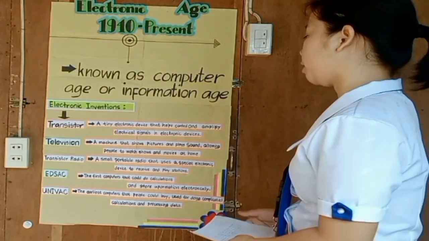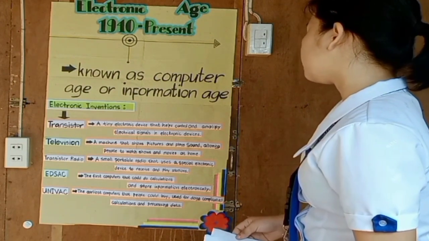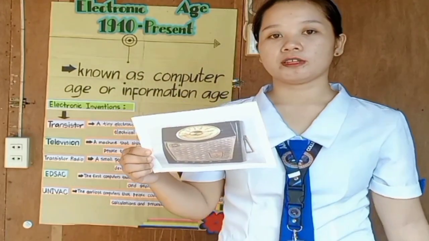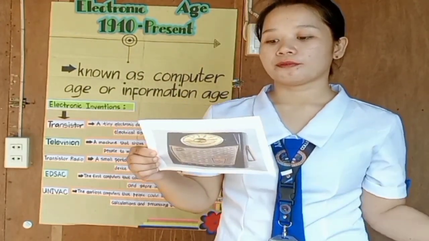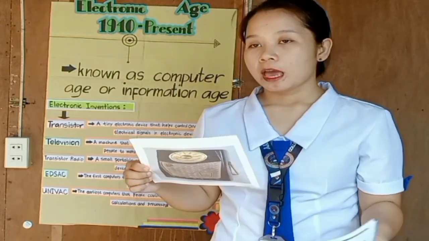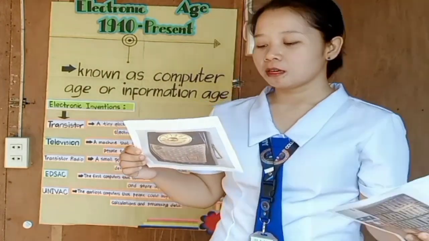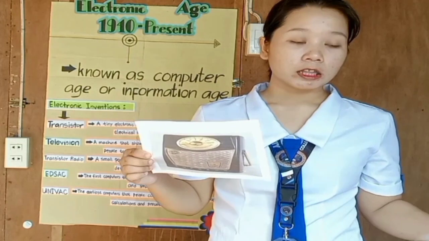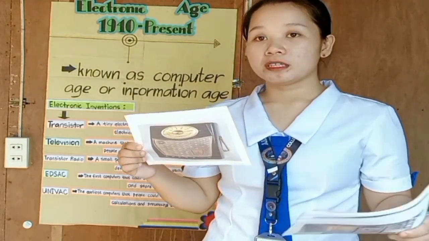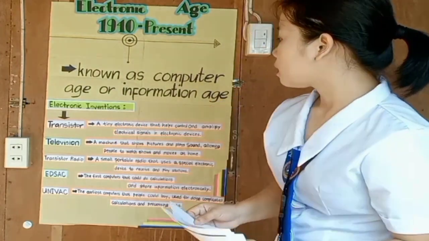So next is the transistor radio. A transistor radio is a small portable radio that uses a special electronic device to receive and play stations. So here's the image of transistor radios. Unlike older radios that use vacuum tubes, transistor radios are much smaller, lighter, and energy efficient. They became popular in the mid 20th century because they allowed people to listen to music and news on the go without needing to plug into a power source.